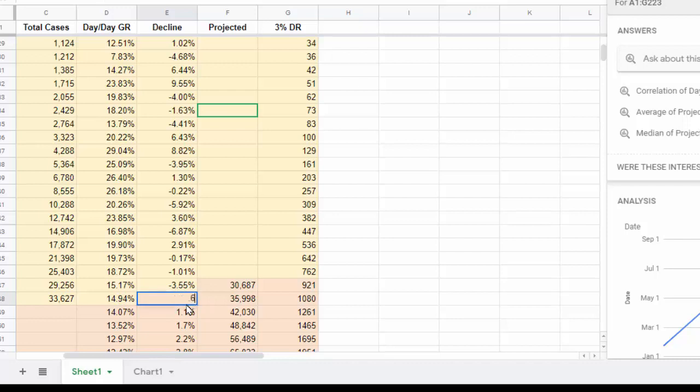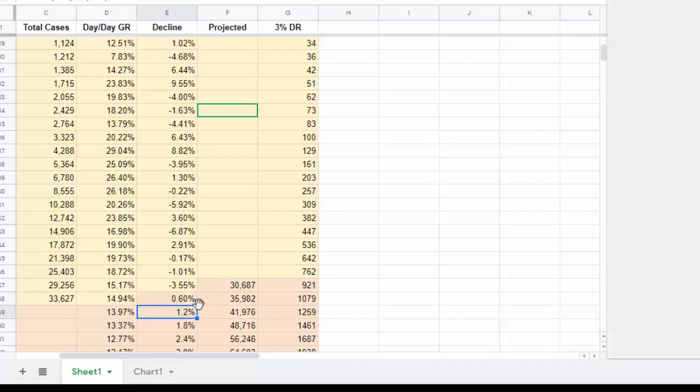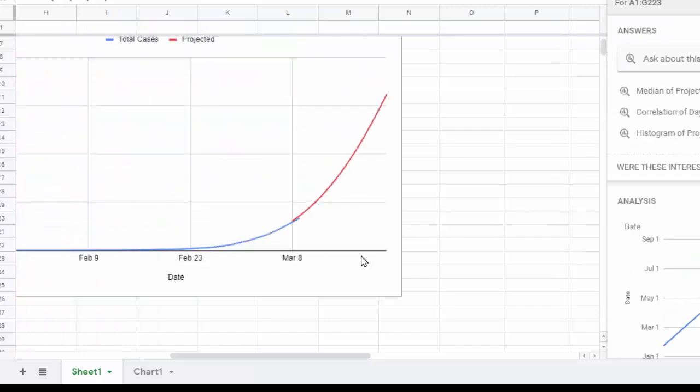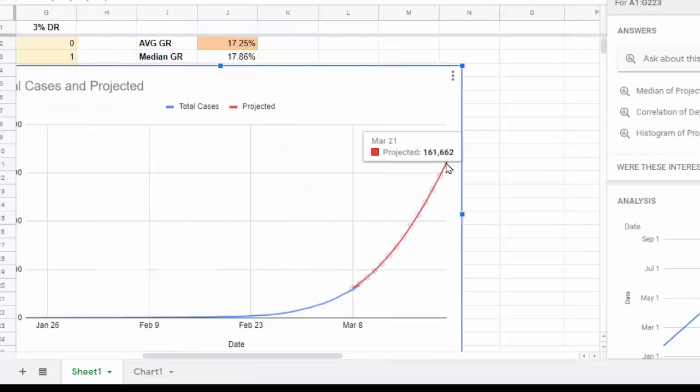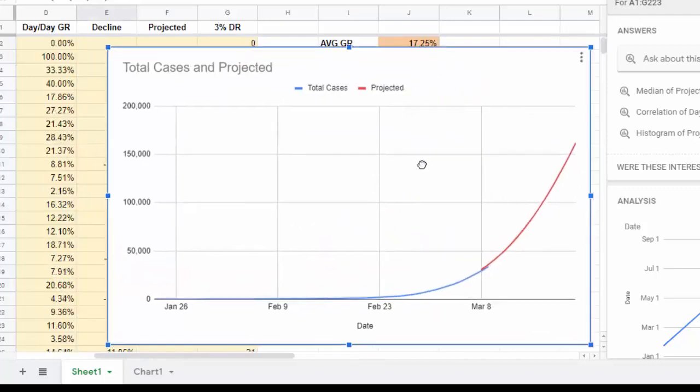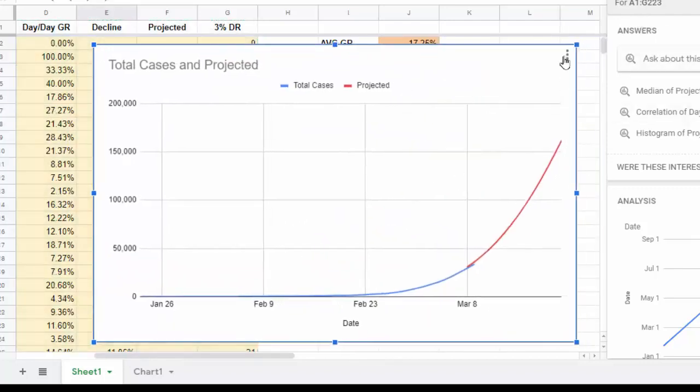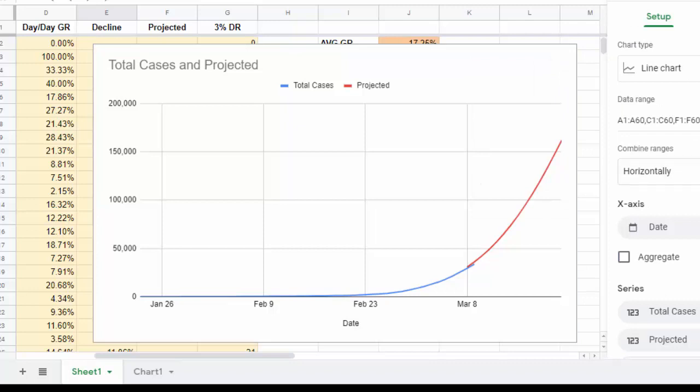If we reduce it by 0.6% every day, because we do proper procedures and so on, then we're down to 161,000. But these numbers change more as we go a little higher or further along.